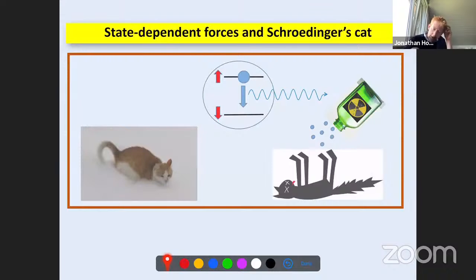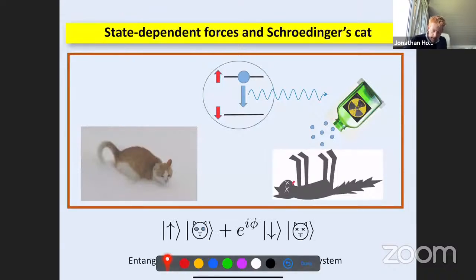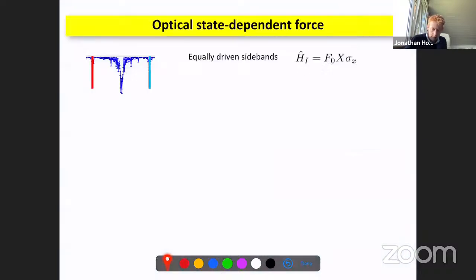But if you didn't open the box and you didn't have any information about what's inside the box, you end up in a situation where you've got correlations between whether the atom decayed and whether the cat is alive. And what that means is that you should strictly be writing down a superposition of an atom in an excited state and a cat being alive, and an atom in a ground state and the cat being dead. So there's an entangled state between the spin, which is a microscopic system, and the cat, which is, surely we agree, a macroscopic system in general, right?